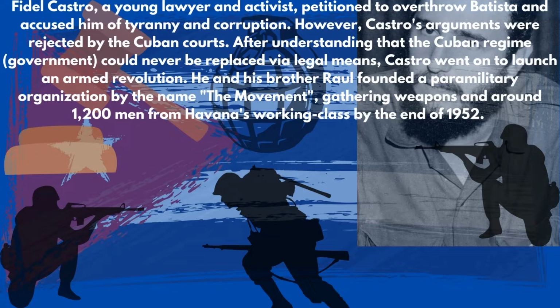After understanding that the Cuban regime could never be replaced by legal means, Castro went on to launch an armed revolution. He and his brother Raul formed a paramilitary organization by the name of the Movement, gathering weapons and around 1,200 men from Havana's working class by the end of 1952.